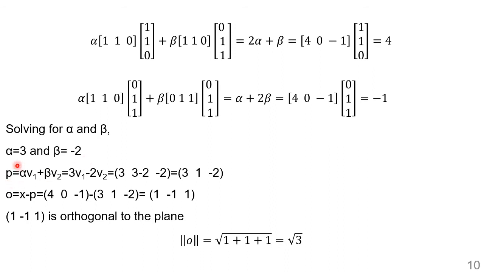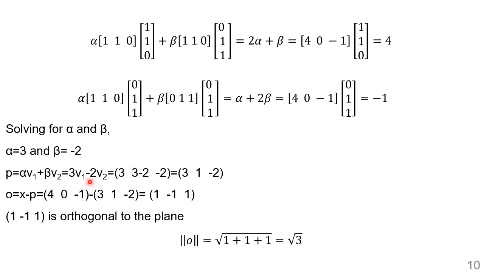So I can write the p value as alpha v1 plus beta v2, that is 3v1 minus 2v2. So that will give you 3 times v1 minus 2 times v2. I substitute the value of v1. v1 is given by 1, 1, 0. So 1 into 3 I get 3. And 1 into 3 I get here 3. And 0 into 3 is 0.